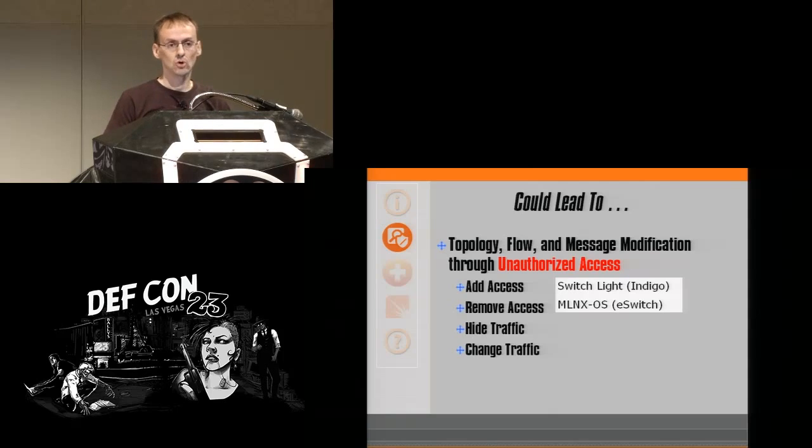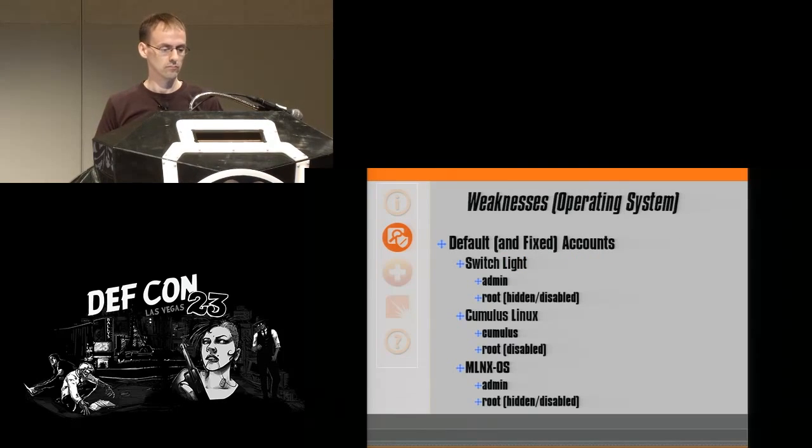Okay. So, with no encryption or authentication, then these, of course, are vulnerable to topology flow and message modification through unauthorized access. Add access, remove access, hide traffic, change traffic. It's been mentioned, I think, in the press a bit about eavesdropping. And that's, of course, something that is likely to happen on a Switch Lite network or Mellanox OS, right? Mellanox running eSwitch. Okay. But there are bigger problems, and this is what's going to end up leading to the persistence.